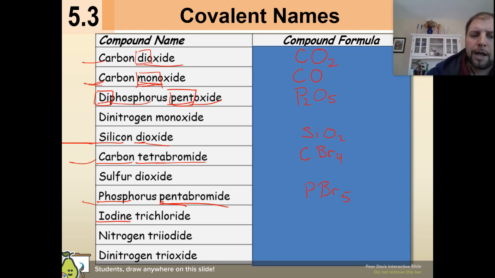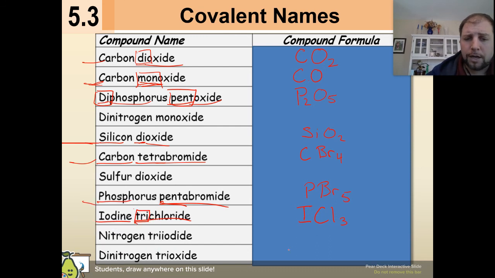Let's try another one. Iodine trichloride. So iodine is I. And chloride is chlorine, Cl. There's nothing in front of the iodine, so there's only 1. But there's a 3 in front of the chloride, and so it becomes ICl3.